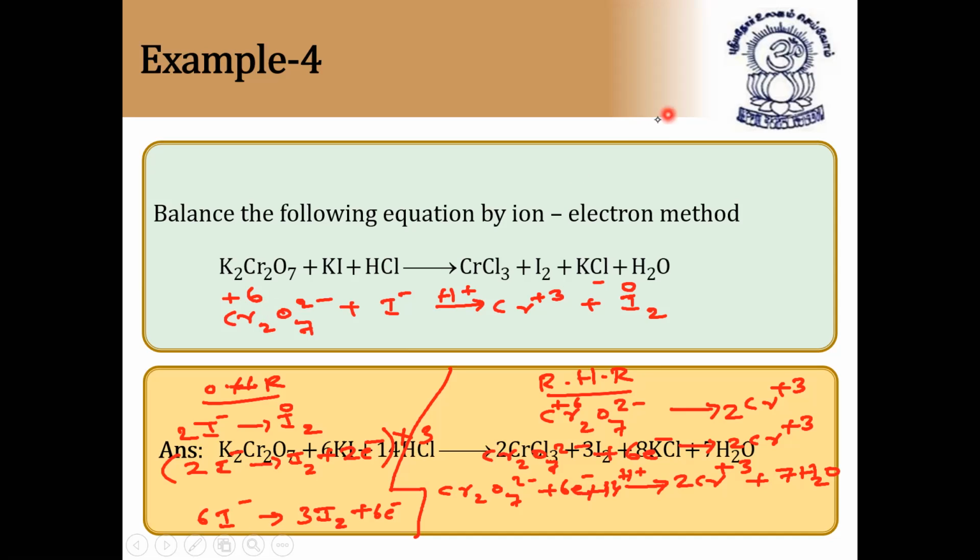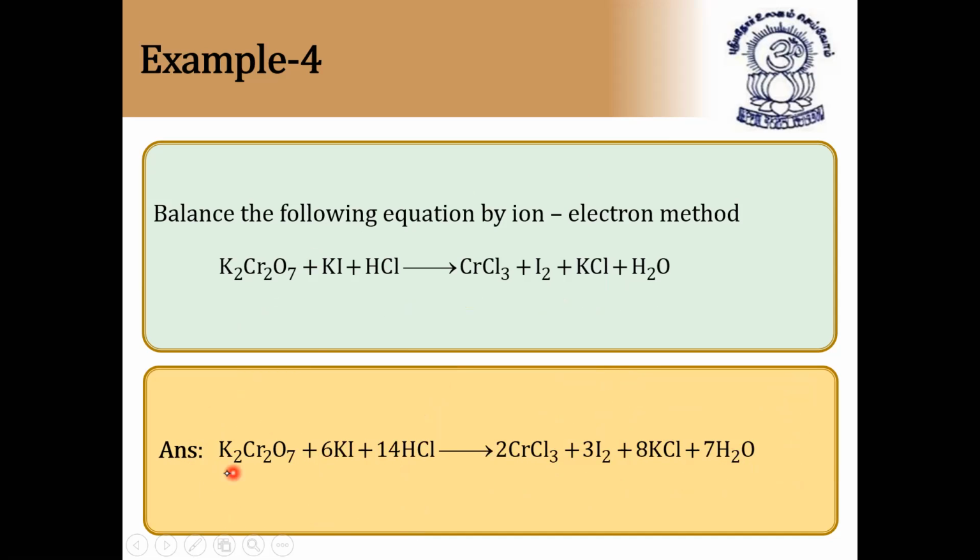Next. So here K2Cr2O7, 6 KI, because we got 6 iodide. Since we got 6 iodide, so 6 KI. Since we got 14 H plus, so 14 HCl. And since we got 2 chromiums, and 2 Cr plus 3, in place of plus 3 we are taking CrCl3. And we got iodine, so 3 iodines we got already. So 3 iodines we are keeping here. And 8 moles of potassium chloride. This is only defined here.